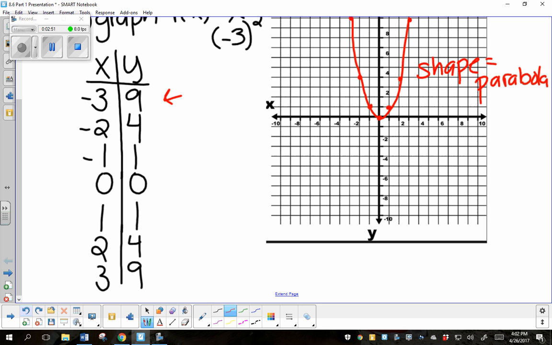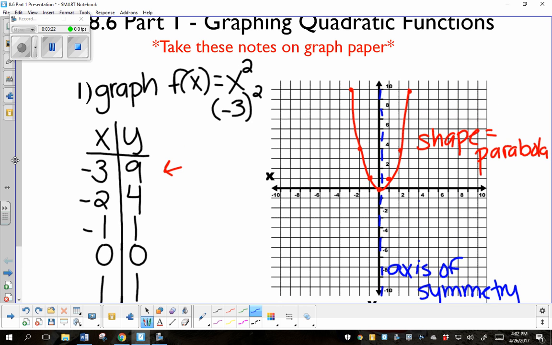And the other vocab I want you to know is that this line right here, which in this case is the y-axis, this is called the axis of symmetry because that graph is symmetric about that line. You could fold it over onto itself and it looks the same on either side. So that's how we graph this. You plug in a number for x, find out what y is, and it should look like either a U or a frown. So what I want to do next is look at how we can compare this graph, f of x equals x squared, to if we change it a little bit.